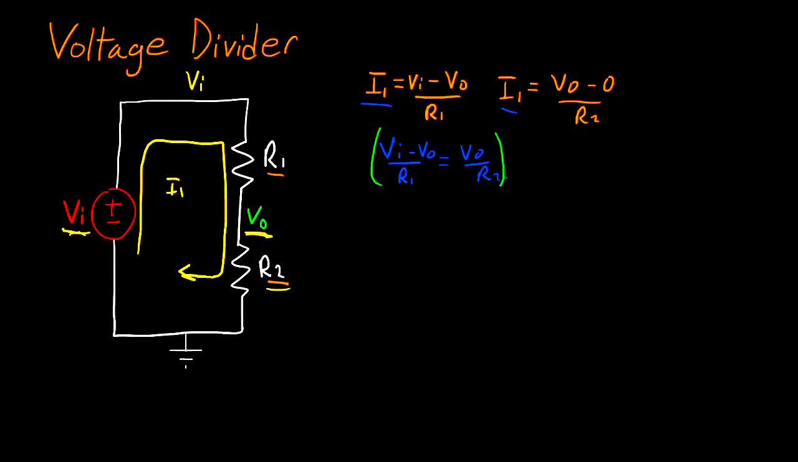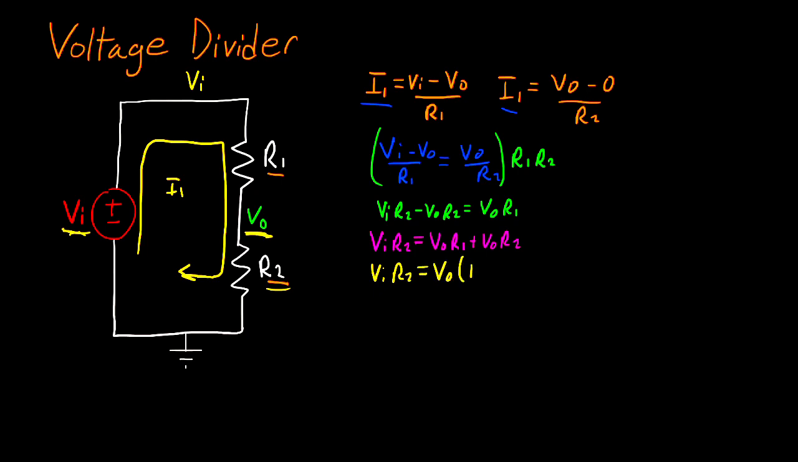And I can multiply both sides by R1 multiplied by R2, and this is going to give me VI R2 minus VO R2 is equal to VO R1. Now let's move our VO terms to the same side, and I'll have that VI R2 is equal to VO R1 plus VO R2. And now I can factor out VO, and this will give us that VI R2 is equal to VO multiplied by R1 plus R2, and we can divide out by R1 plus R2, and we end up with VO is equal to VI R2 divided by R1 plus R2.